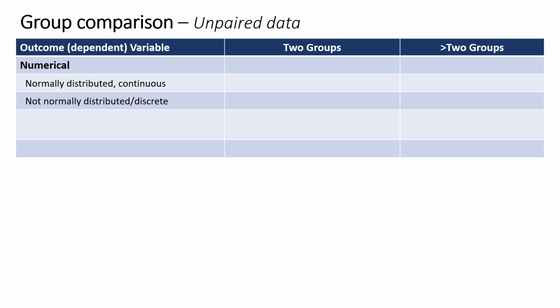Let's start with an example of two versus more than two groups compared regarding a couple of variables. Suppose we are comparing a numerical variable in two groups. In this case, we will use the student t-test if our data are normally distributed. If they are not normally distributed, then we will use the Mann-Whitney U-test. If we are comparing more than two groups, our default test is ANOVA. In case data are not normally distributed, then we will use the Kruskal-Wallis test.